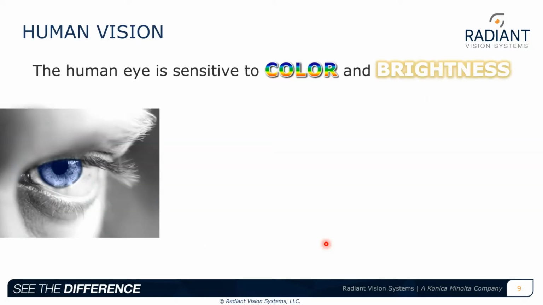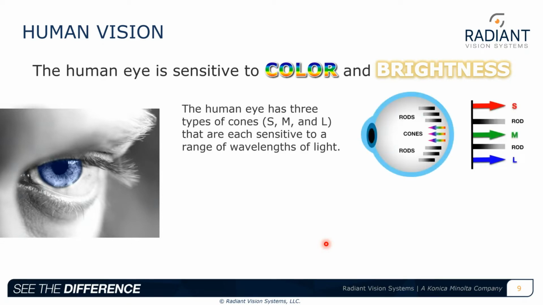Humans, however, our eyes are sensitive instead to color and brightness. So we are not seeing or resolving spectral power distributions, we just see a resulting color and brightness. The way that we do this is that the human eye has three types of cones, S, M, and L, and each of them is sensitive to a specific range of wavelengths.